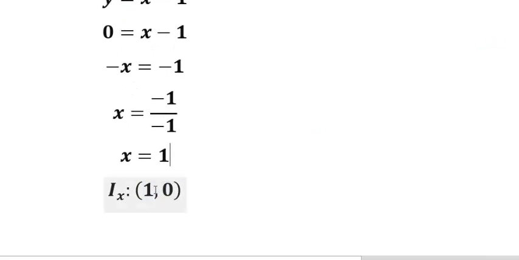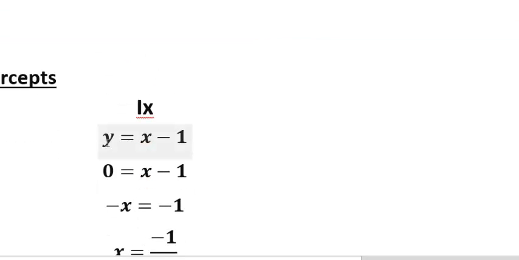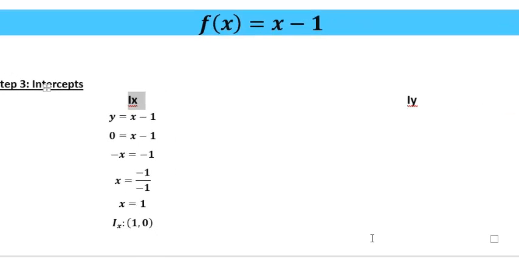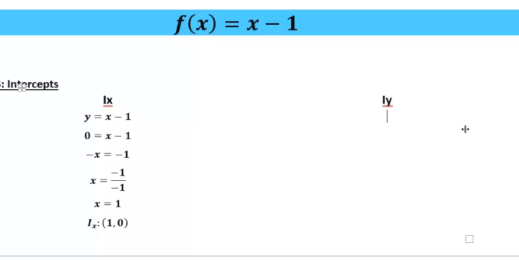Why (1, 0)? Remember the first number is always x and the second number is y. So the x is the one we just found, which is 1, so I'm going to put 1 instead of the x, and the y is 0 because that's the number that we used. We are always going to use 0 with letter y on the x-intercept. It's going to be the opposite way on the y-intercept. So now let's work with the y-intercept.